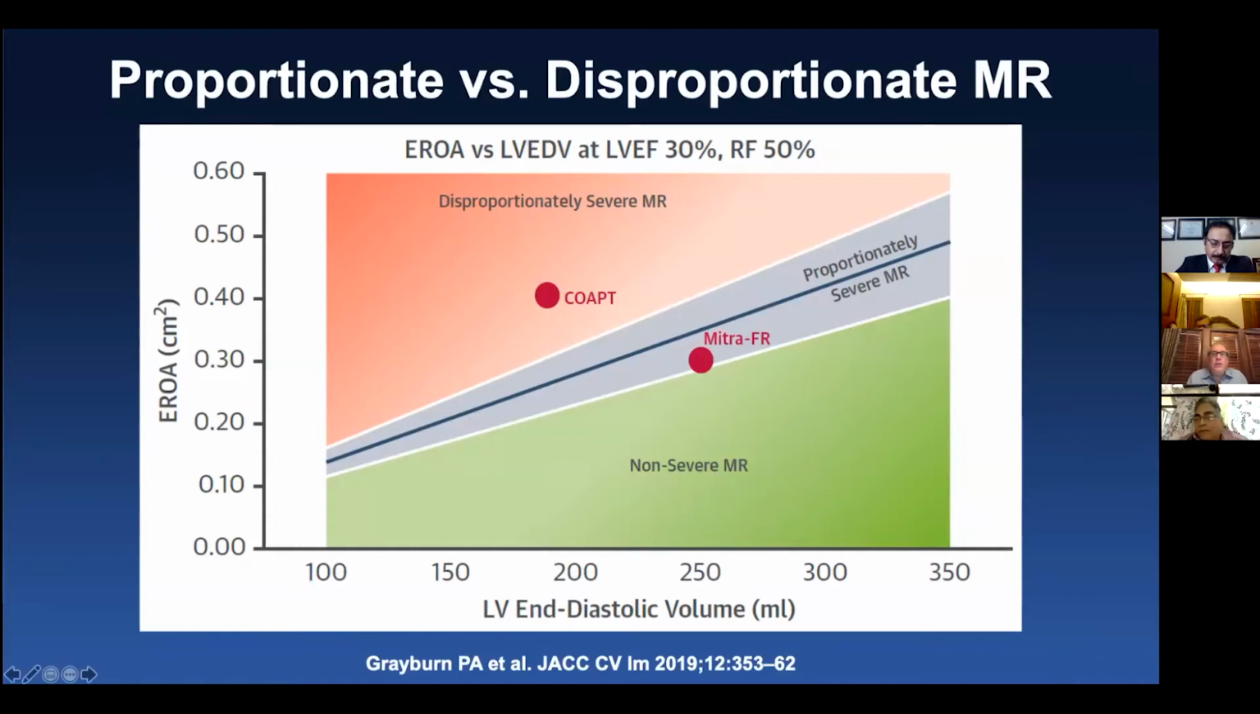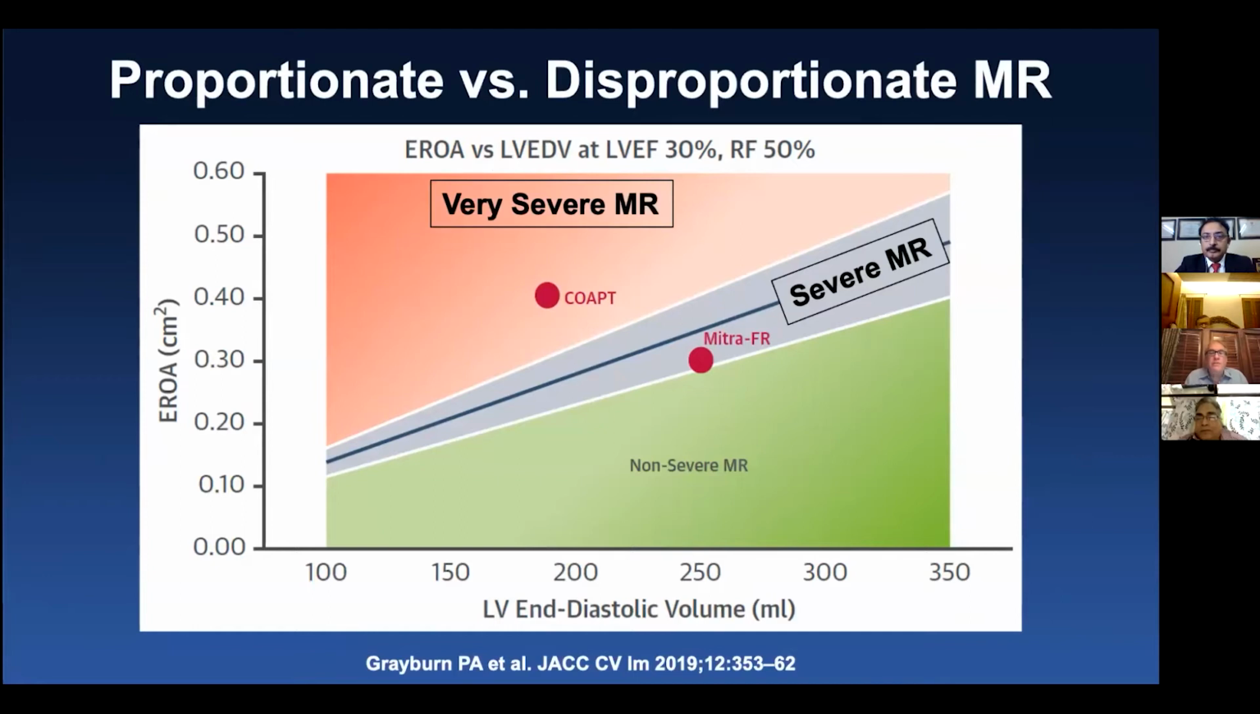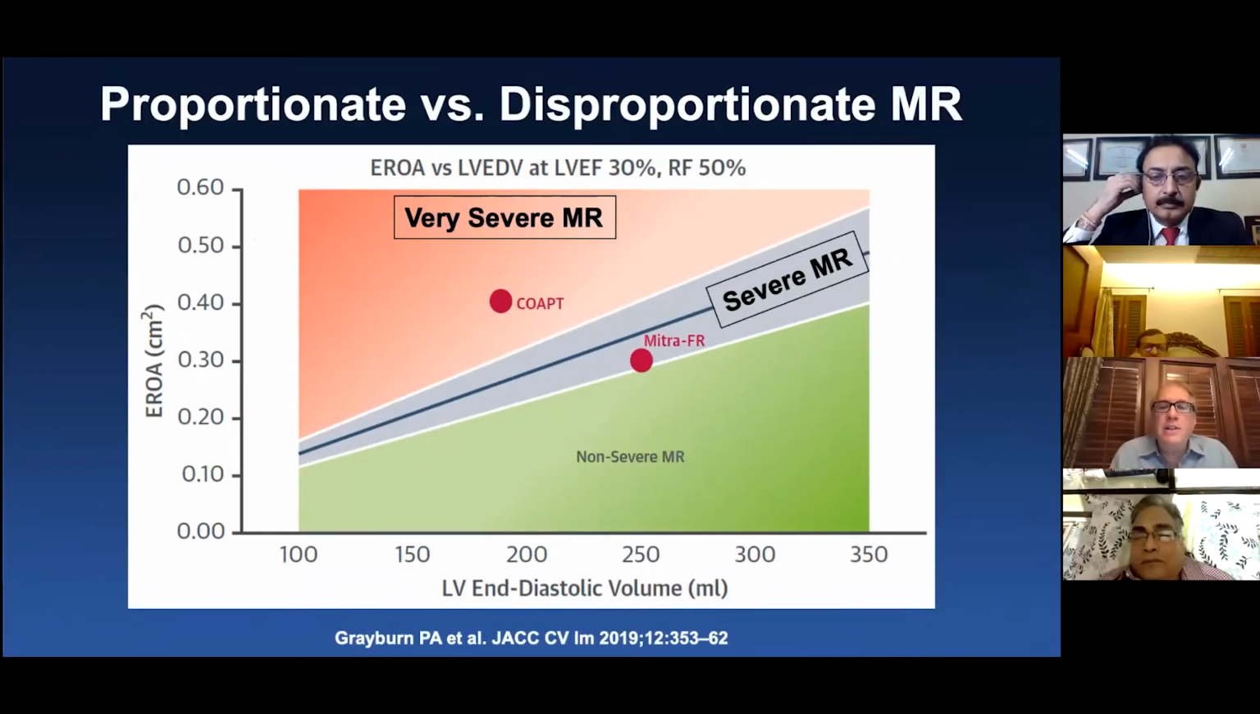And according to the Gorlin equation, you could see what would be expected if you had severe mitral regurgitation. If you have an EROA greater than that, you can have disproportionately severe MR. If you have an EROA less than that, then it's by definition non-severe MR. So basically, proportionally severe MR is severe MR, disproportionately severe MR is very severe MR, and non-severe MR is non-severe MR.